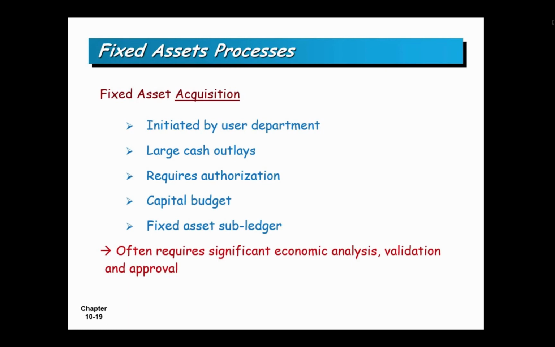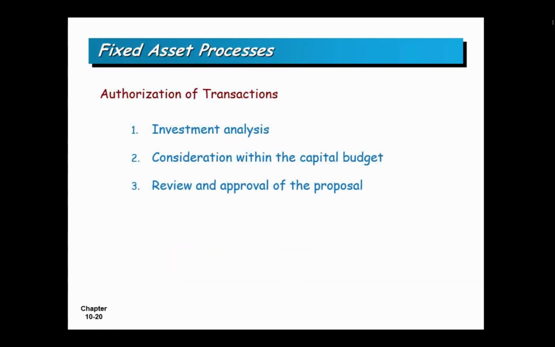Each fixed asset or each class of fixed assets might have their own subledgers that you'll monitor. Generally speaking, you would do investment analysis, whether it's IRR or ROA or ROI or whatever you're going to do. Make sure that the investment in the fixed asset is worth it for the company for the future. So to authorize, as we said, you'll do an analysis. It's considered within the capital budget, and it's reviewed and approved.